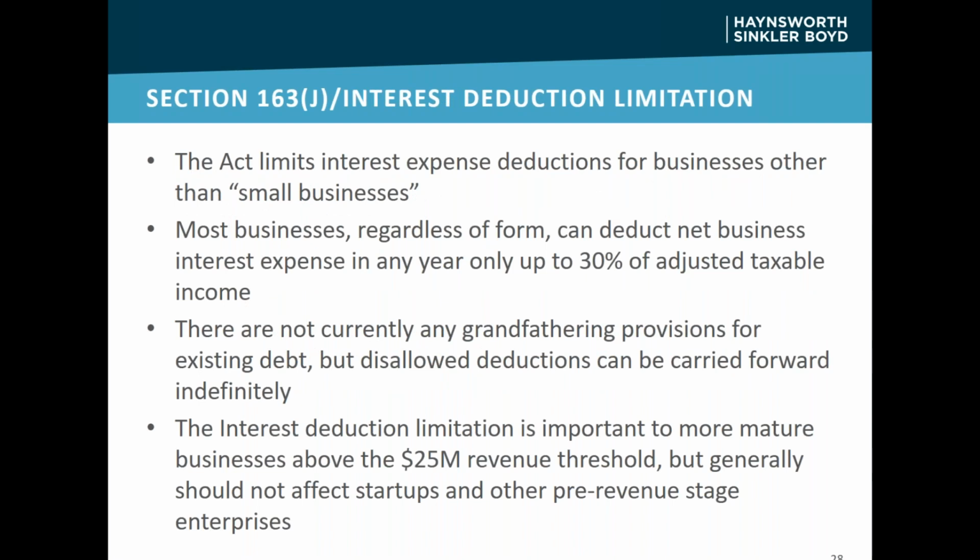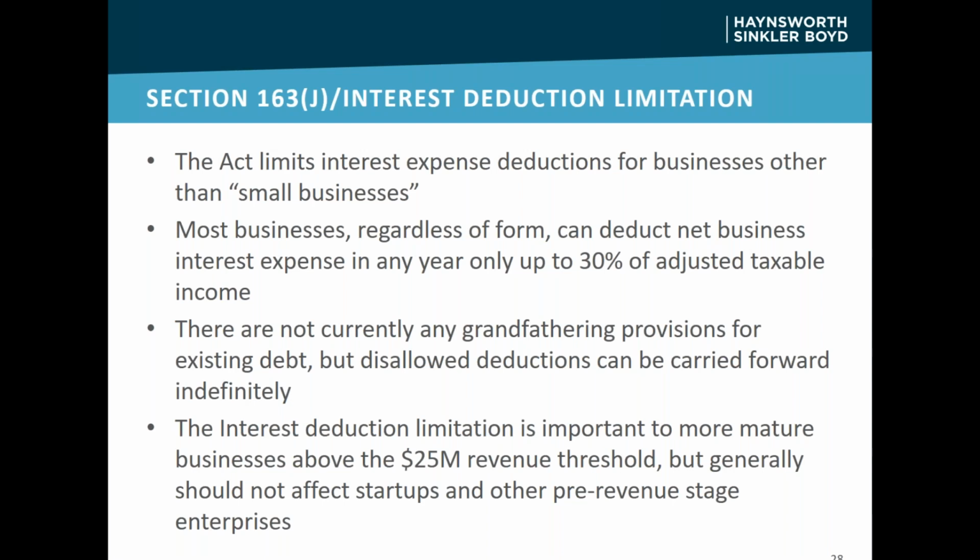Okay, the interest deduction limitation. The Act limits interest expense deductions for businesses other than small businesses. For this purpose, a small business is a business whose average annual gross receipts do not exceed $25 million. If your business does not receive $25 million in average annual gross receipts, this limitation does not apply.